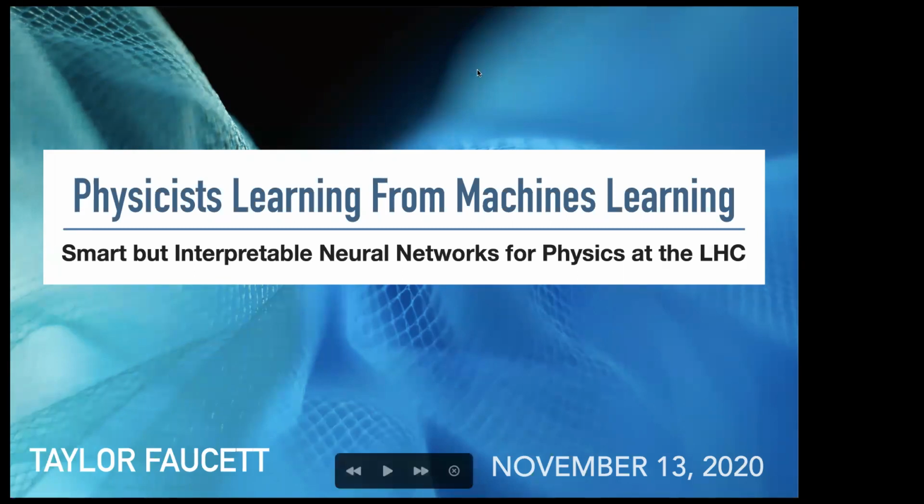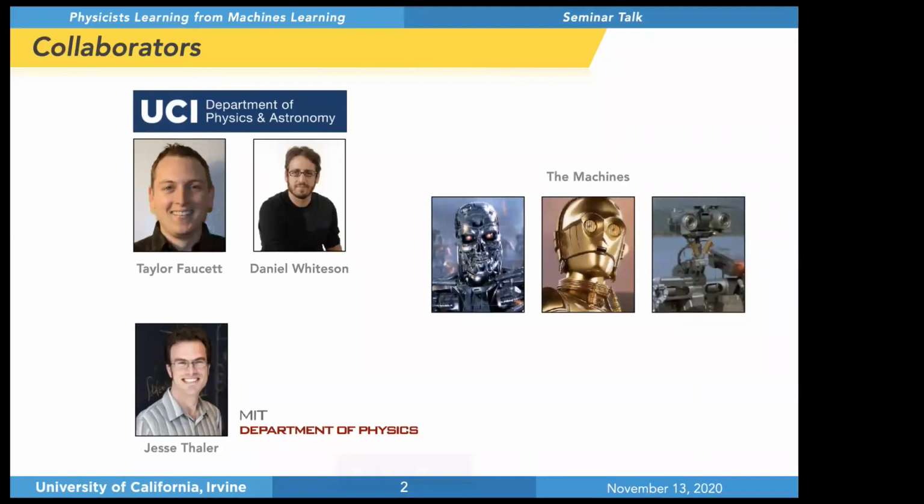So to start off, this is our list of collaborators. Myself, and my advisor at UC-Irvine is Daniel Whiteson. We also work with Jesse Thaler at MIT, who's our contact for most theory questions. And jokingly, the machines are a little bit our collaborators, because that's essentially the topic of the paper: we want to communicate information with them, or rather from them, and from what is learned from the machines.